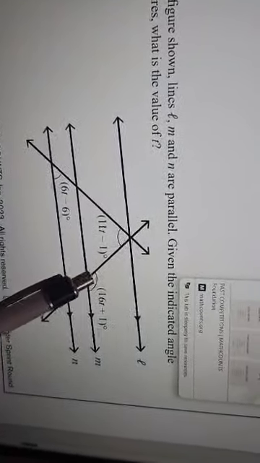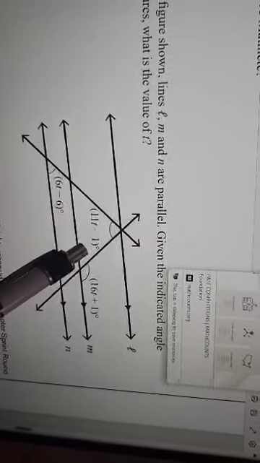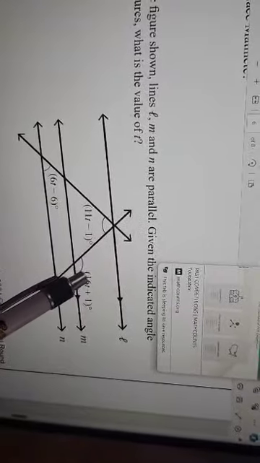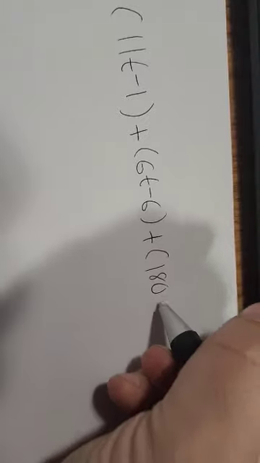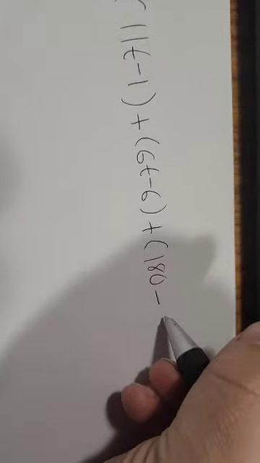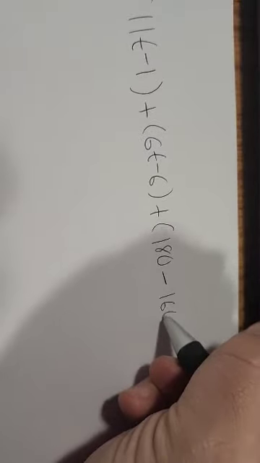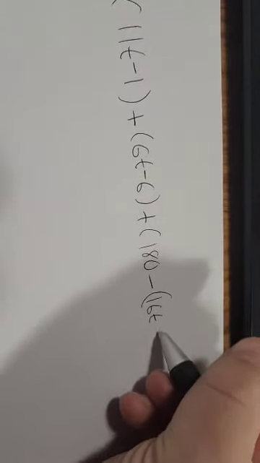Now these two lines side by side make a straight line. Straight lines also have to add up to 180. So if I take 180 minus this angle, that's what this angle is. So I'm going to add 180 degrees minus 16t plus 1, and that's all going to equal 180 degrees.